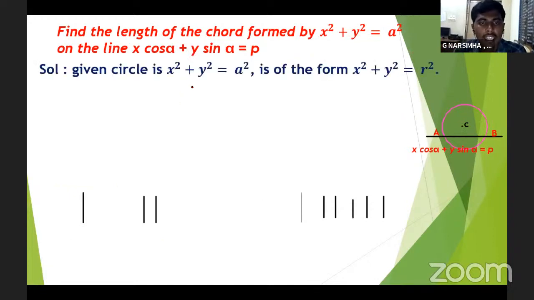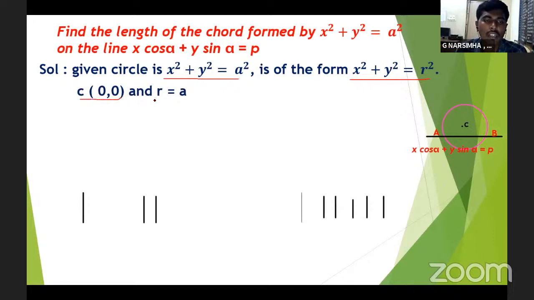Given that the circle equation is x square plus y square is equals to a square, which is of the form x square plus y square is equals to r square, as you know already, the standard form of the circle. When it is standard form, we can say that center of the circle is origin and the radius is equals to a.